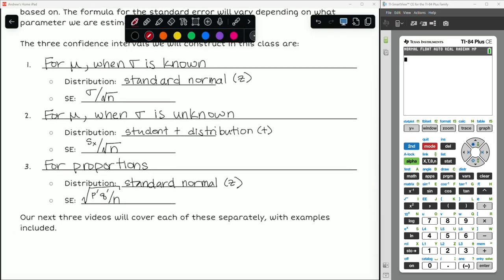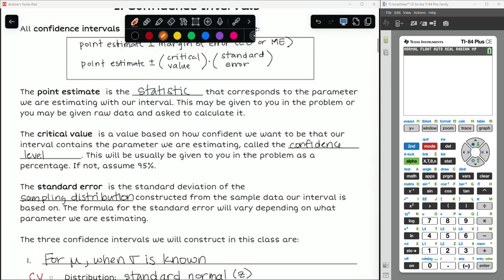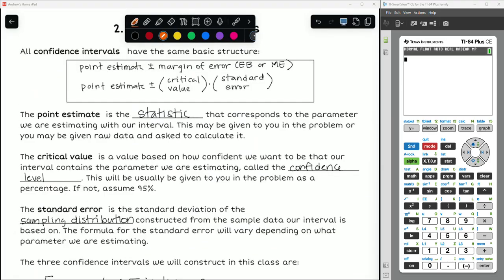Reminder that it's the distribution that is determining our critical value. And then the standard error is the second piece of our margin of error. Our margin of error is critical value times standard error, and the critical value comes from that distribution that we're using for our sampling distribution.